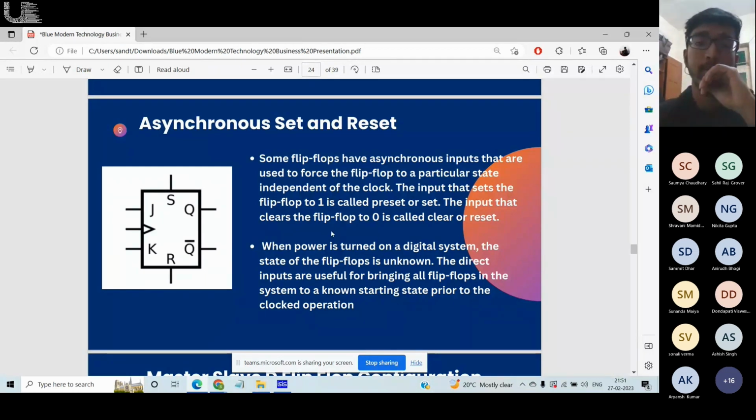The special feature of this is that the change does not happen with the clock. It happens asynchronously, meaning it's combinational logic. You give S equal to 1 or R equal to 1, and instantaneously the output will change at Q. It will become 0 or 1 depending on which pin you're giving the input to. That's why it's called asynchronous, because it's not synced with the clock.